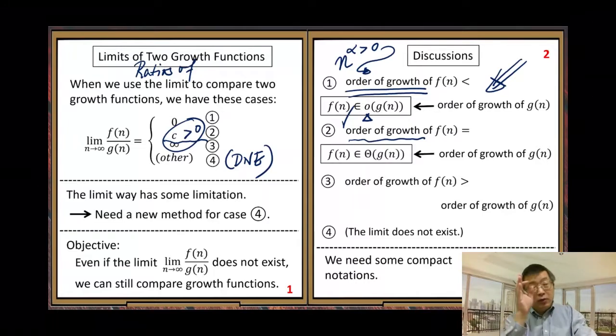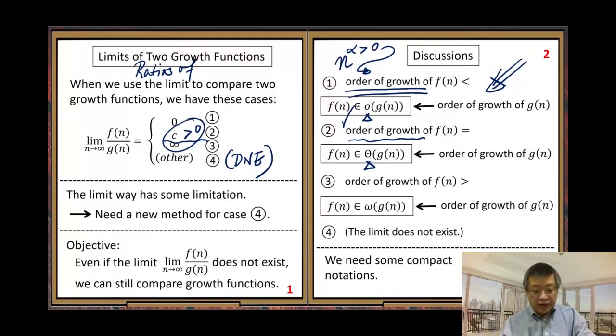For the second case, we use the big theta notation. F of n belongs to big theta of g of n. That means these 2 functions have the same order of growth. That's simple. Case number 3, little omega notation.